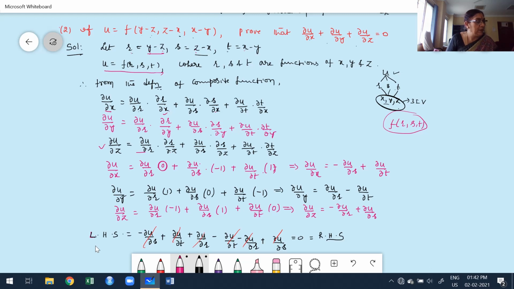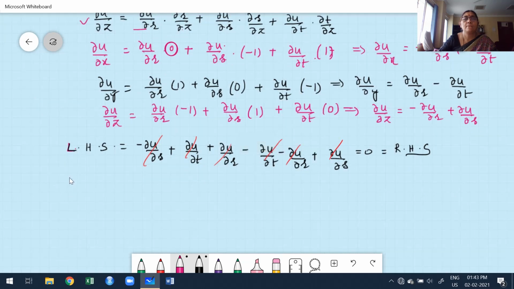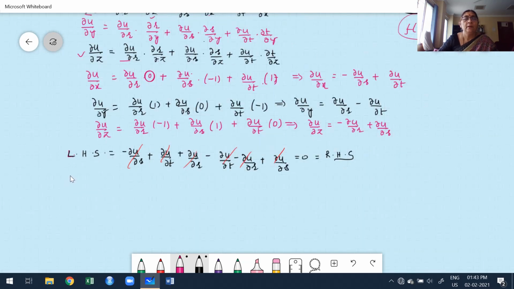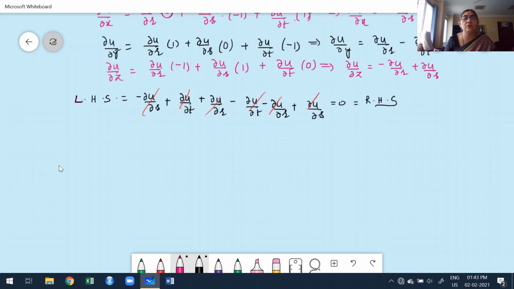Now I move to the next problem. For the rest of the problems, you can refer to any textbook. Once you clear the concept, it is easy to solve the remaining problems.